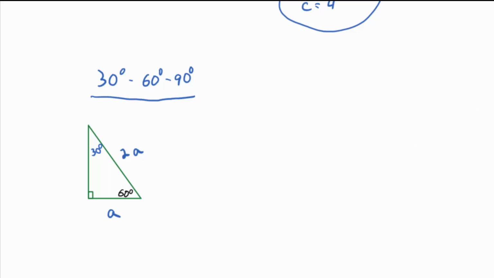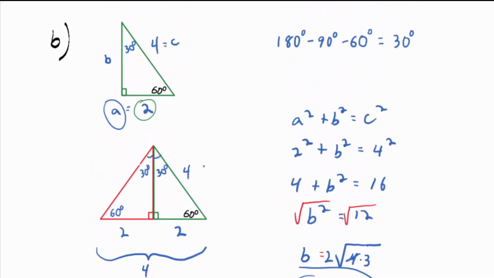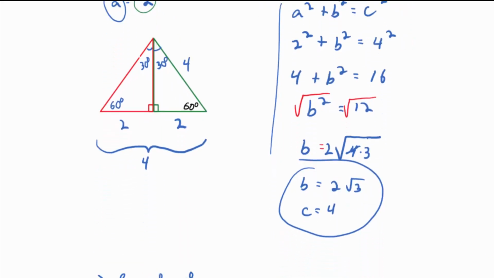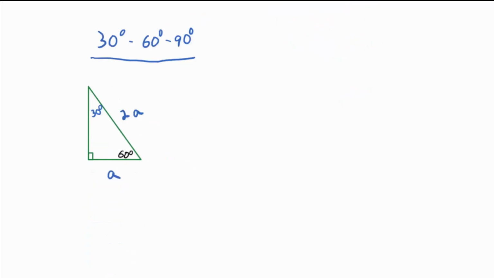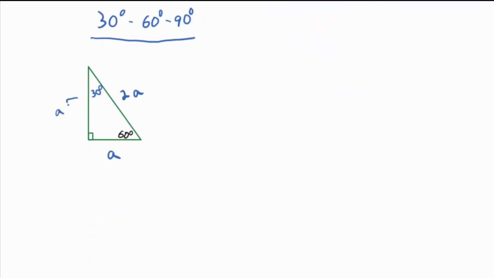But even better, if you just replaced the 2 in this little derivation with a, or with 1, you would see that you just multiply whatever was there to begin with by radical 3 to get the other leg. So in general, it's a radical 3. In a 30-60-90 triangle, if you know the shortest side is length a, the longest side is twice a, and the other leg is a times root 3. And that works every single time.